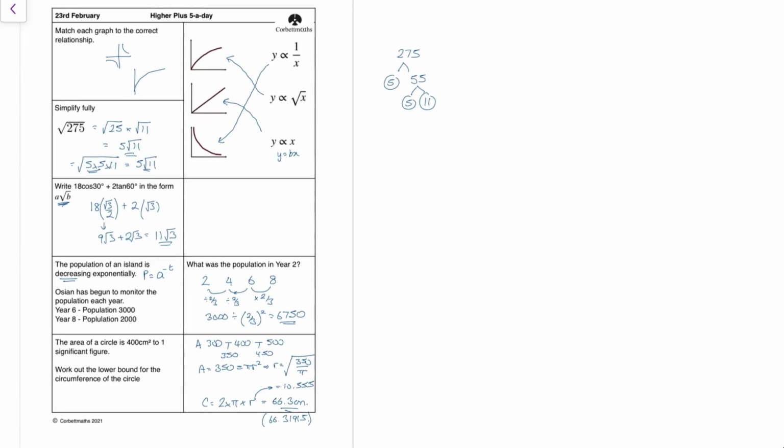Again, mix of questions today. So we're getting more and more different types of question each day, which is exactly what you need. You need to practice different types of questions.